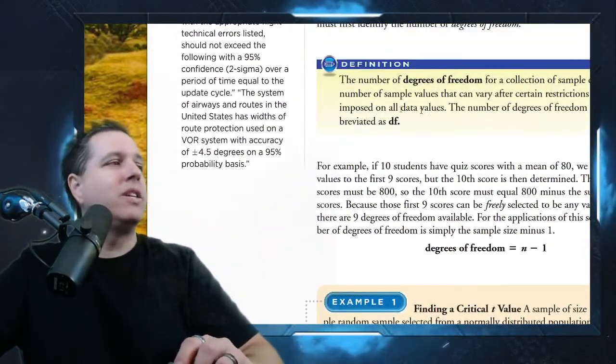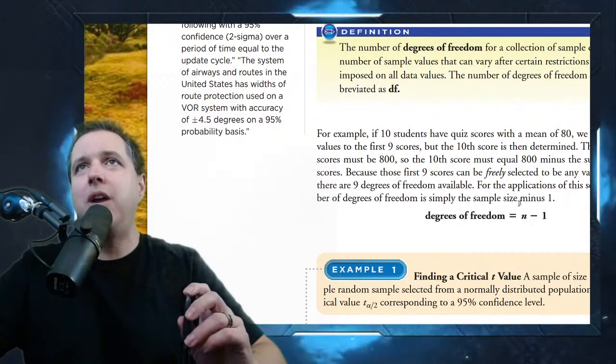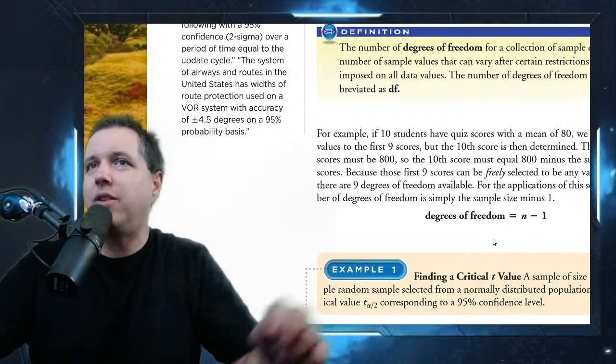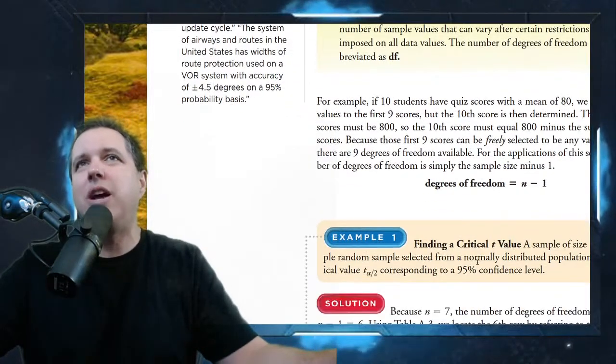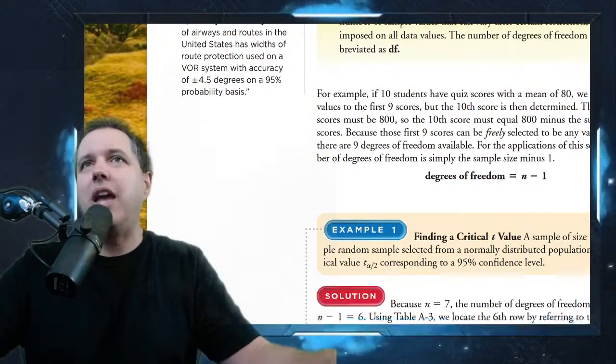There is a term, degrees of freedom, that you need to know. In general, the degrees of freedom is n minus 1. So remember, n is whatever your sample size is, subtract 1, and that gives you your degrees of freedom. It won't really come up, but sometimes you'll hear that word, degrees of freedom. You go, what's going on here? Just subtract 1 from your n, and you'll have it.